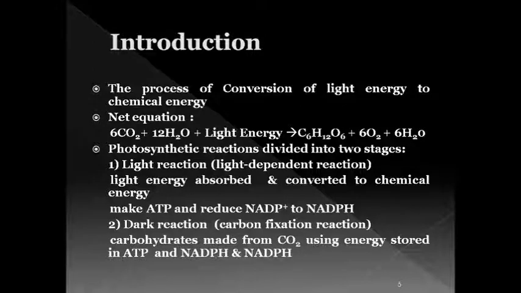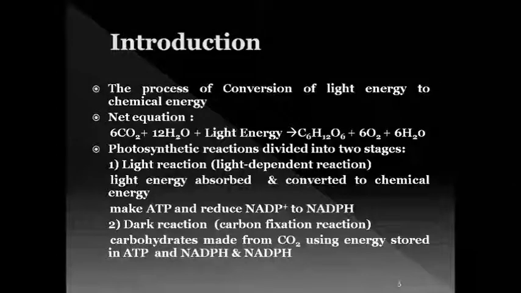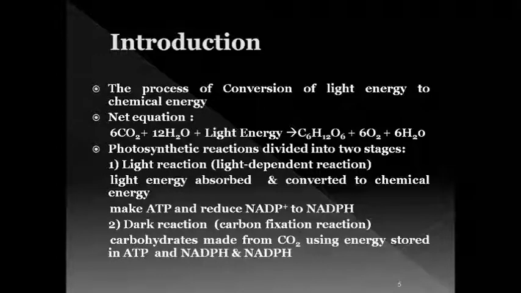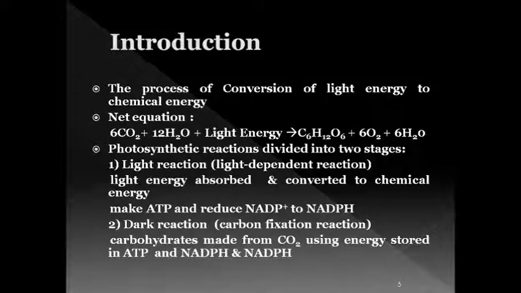Photosynthetic reaction is divided into two different stages. Light reaction, that is light dependent reaction. In this reaction, light energy is absorbed and converted to chemical energy in the form of ATP and NADPH. The second reaction in photosynthesis is dark reaction. It is also called carbon fixation reaction. In this reaction, carbohydrates are made from carbon dioxide using the stored energy in the form of ATP and NADPH.